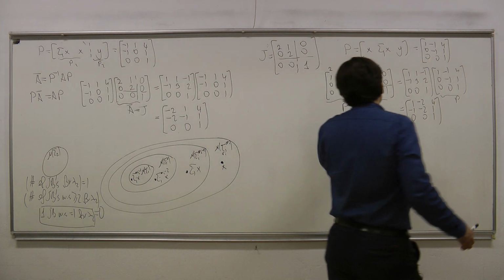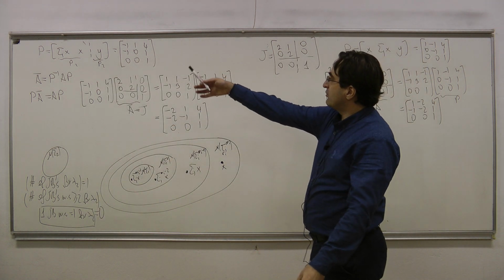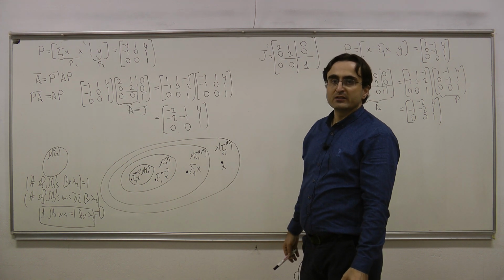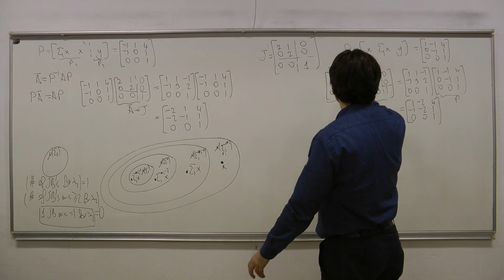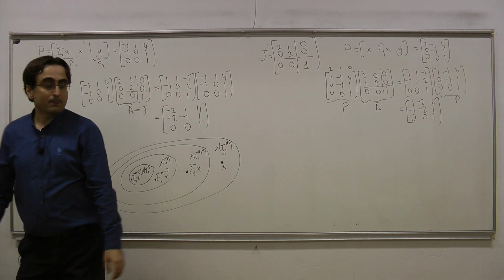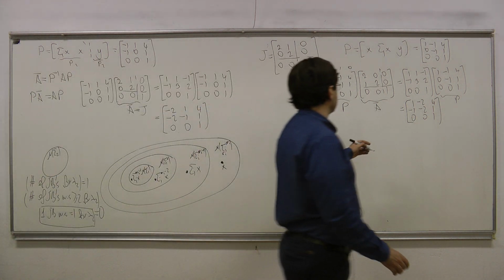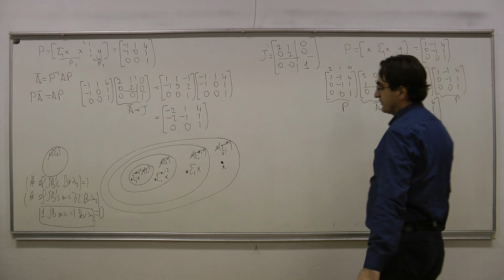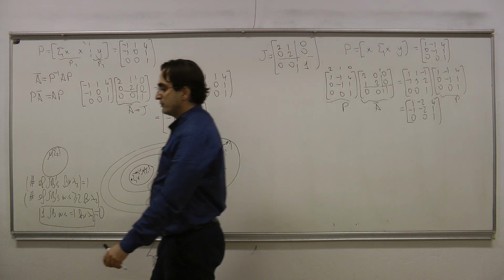So you can just know that when we change the order of the vectors inside the P matrix, you can get different types of Jordan canonical forms like this. But for the purposes of this course, we are not going to consider this as a Jordan canonical form.